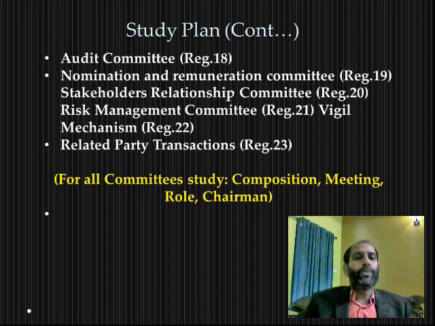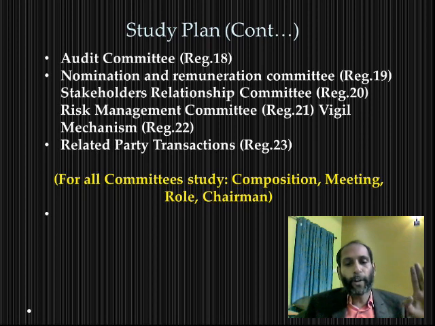Now coming to this slide, it speaks about other provisions which prima facie deal with committees, and thank God you might have already studied the company law portion about the audit committee, about NRC, that is the nomination remuneration committee, then SRC, that is the stakeholders relationship committee. The same thing here, but we have some additional compliances with regard to the number of meetings, the quorum, and the composition.